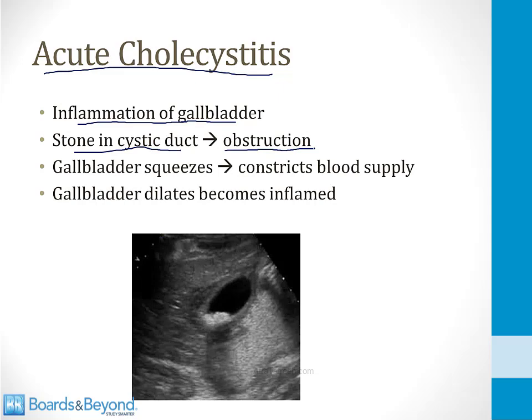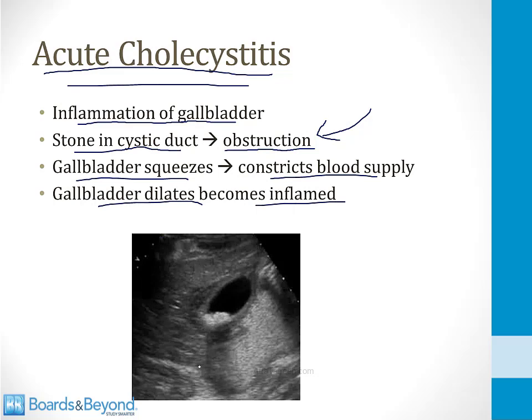However, if the stone wiggles its way into the cystic duct, it can't move and it causes obstruction so that bile can't flow out of the gallbladder. The gallbladder then squeezes and constricts its blood supply, and this leads to ischemia. As a result, the gallbladder dilates and becomes inflamed, and that's acute cholecystitis.